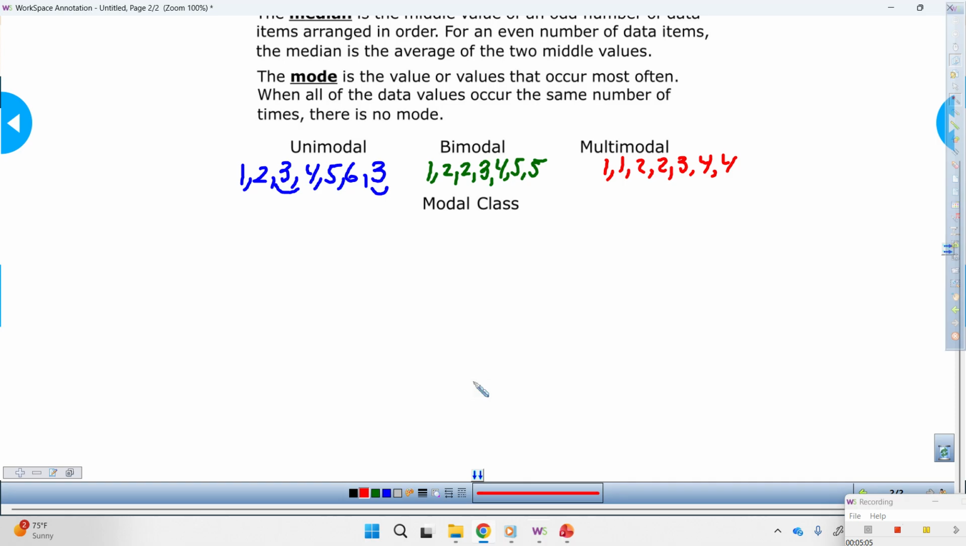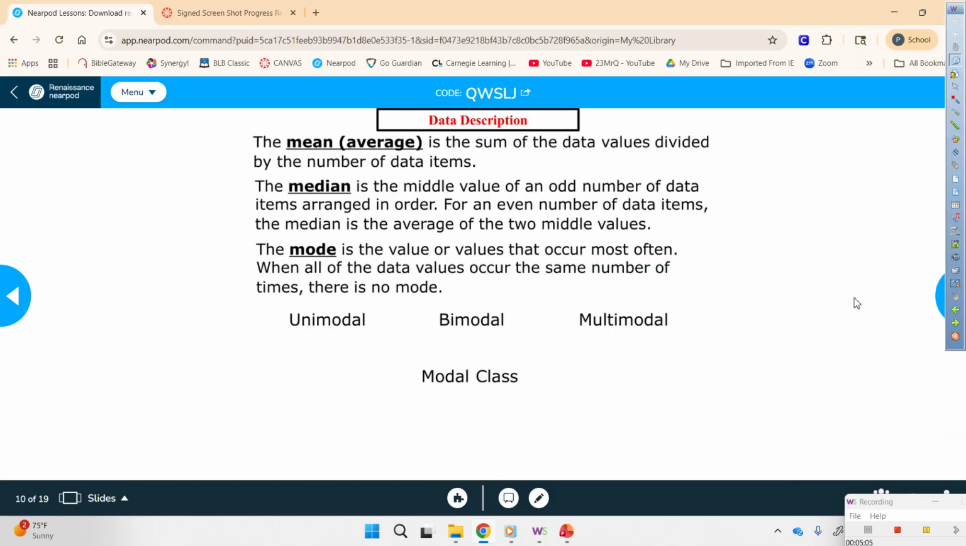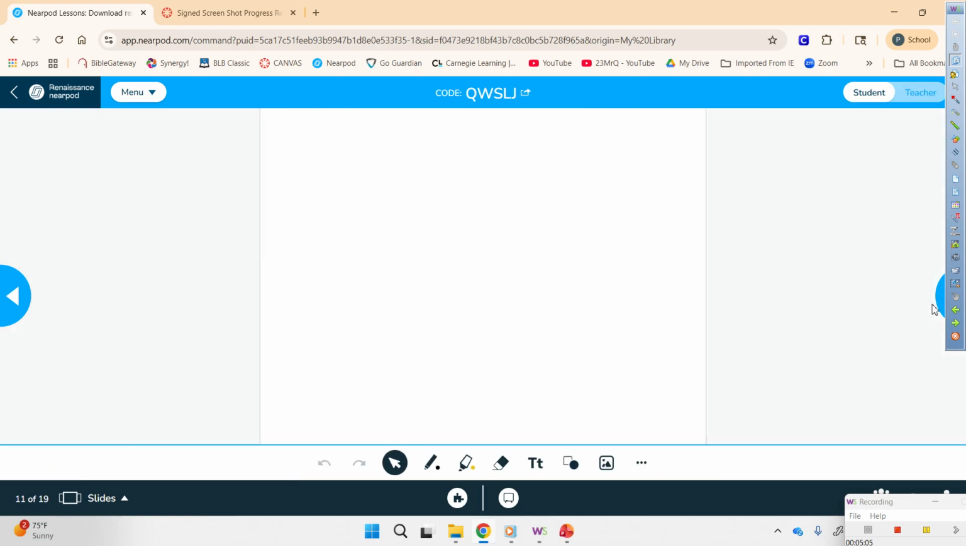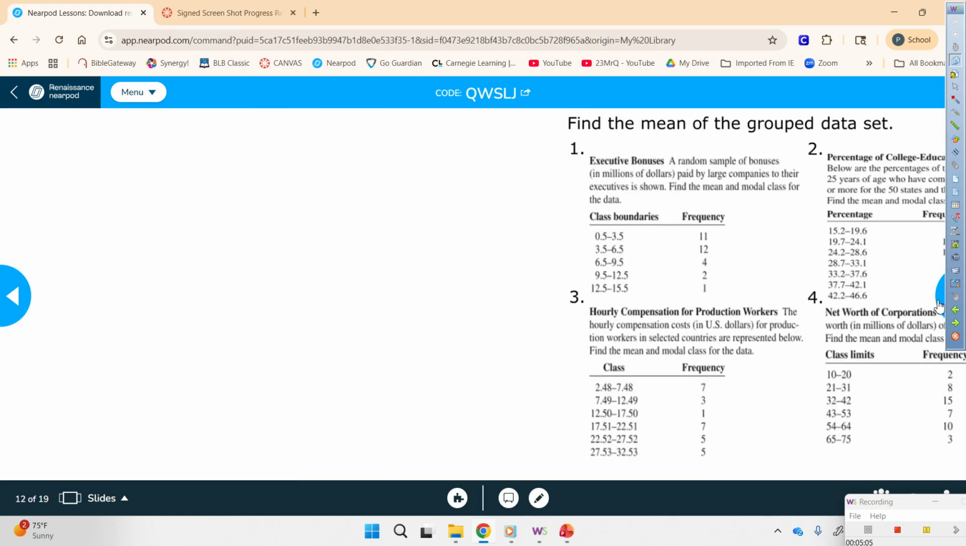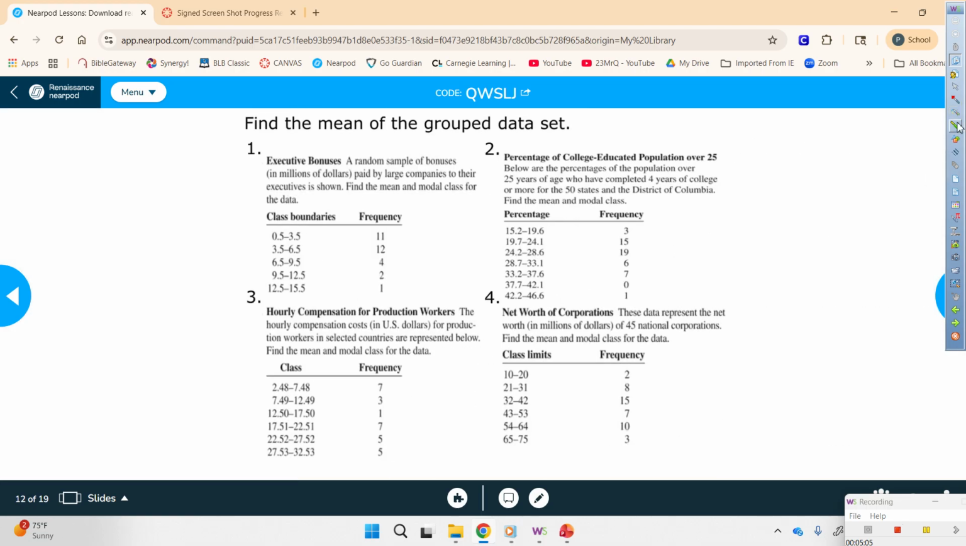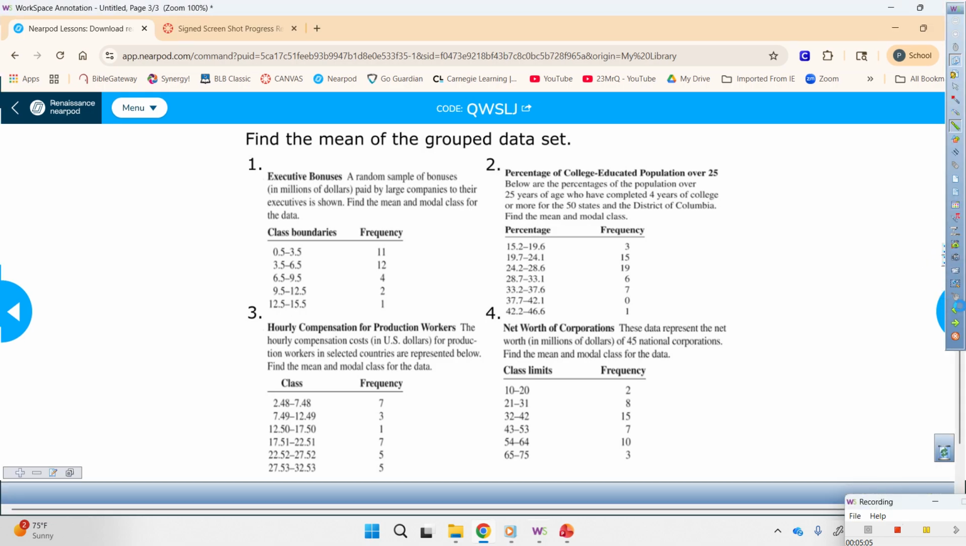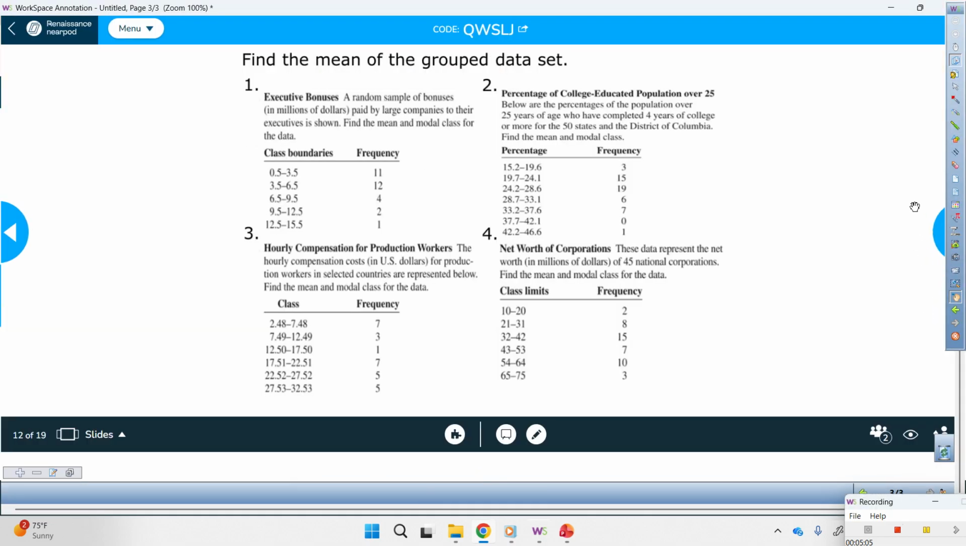You got those already? All right. Next, I'm going to show you what modal class is. Then you're going to come up with a definition. Y'all ready? Here it goes. Look up, please. I'm going to show you modal class. Look up, please, or you're going to miss it. It says, find the mean and modal class. Focus, please.